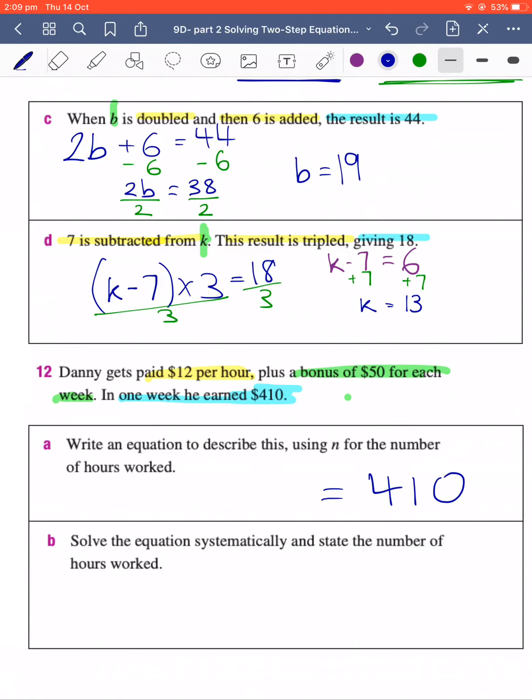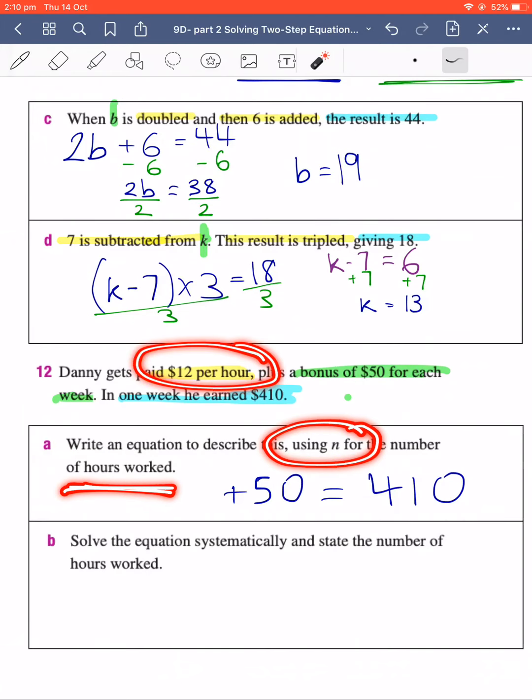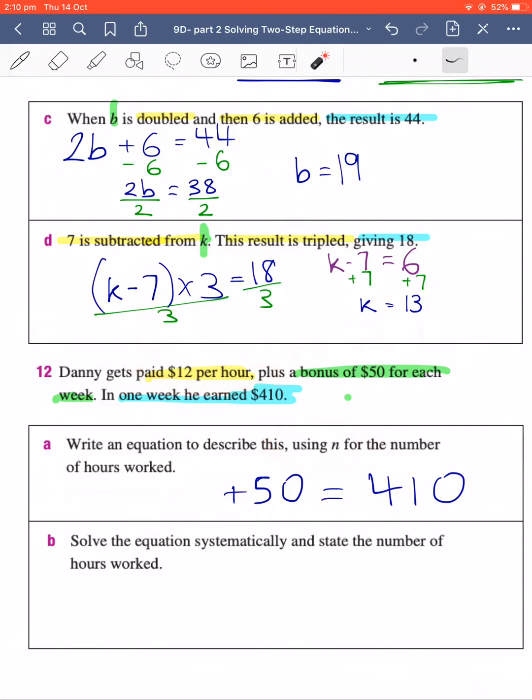So if he's getting paid $12 per hour and getting an additional bonus, so I'm adding 50, let's now write an equation to describe this, and we're using n for the number of hours. So $12 per hour means 12 times n, where n is the number of hours. So let's write that one in. So I have 12n plus 50 gives me 410. Now I use this equation to tell you the number of hours that he has actually worked. So let's go through with that one.